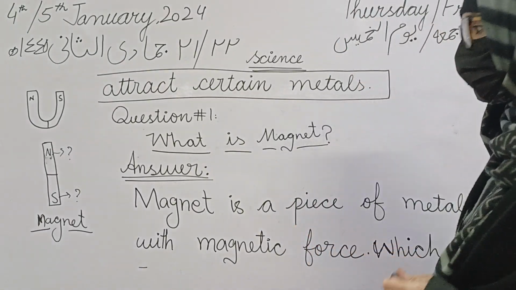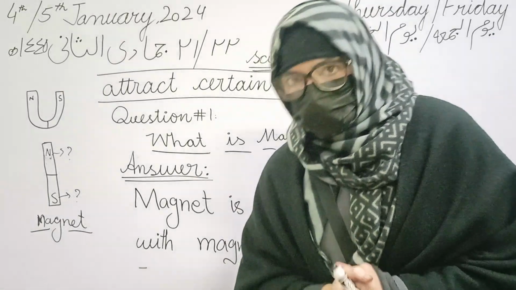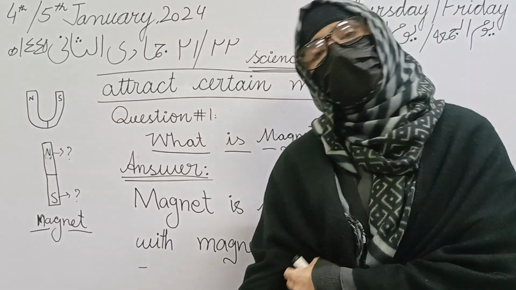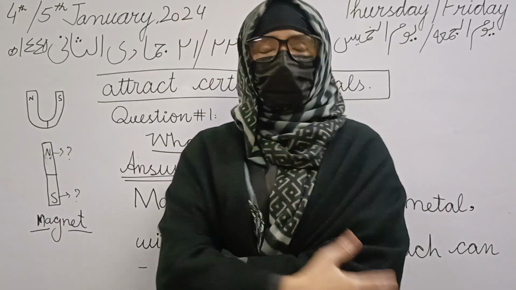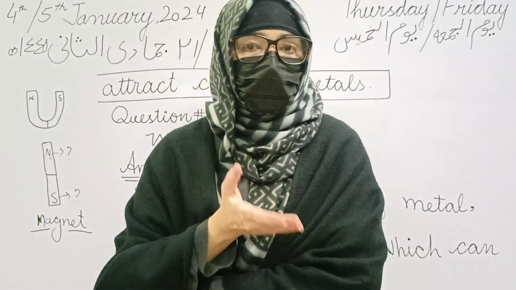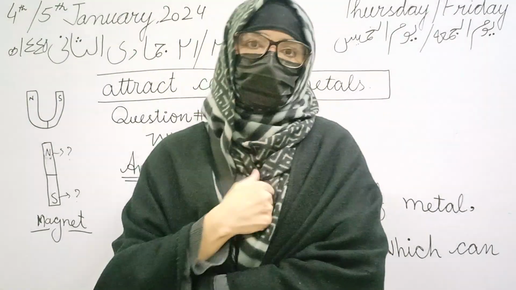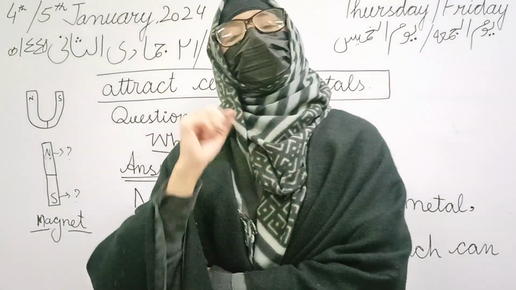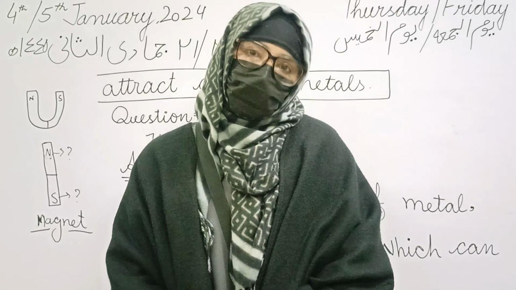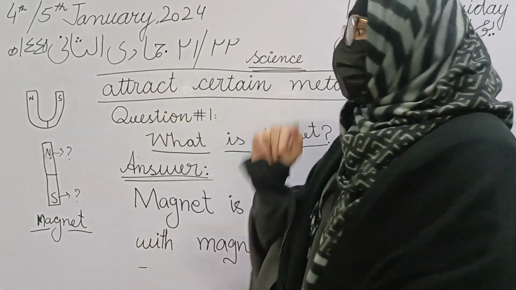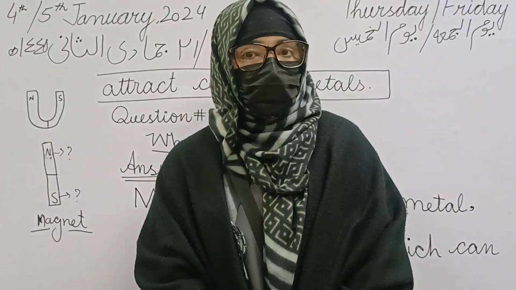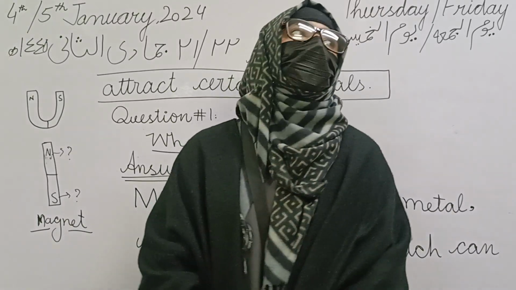Understand? So, let me revise the topic and I will ask some questions to you. The first question is, what was the topic today? Don't look at the board. Tell me, what was the topic today? The topic was magnet. Yes. What was the unit today? Unit 7. What was the name of the unit? The name of the unit was electricity and magnetism. So what was the topic? Magnet.